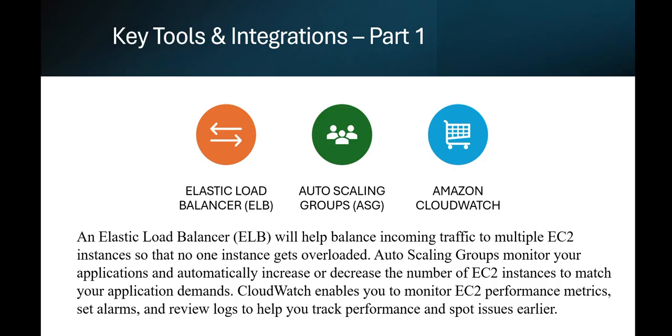And here are some of the key tools and integrations of Amazon EC2. First one is Elastic Load Balancer, Auto Scaling, and Amazon CloudWatch. An Elastic Load Balancer will help balance incoming traffic to multiple EC2 instances so that no one instance gets overloaded. Auto scaling groups monitor your applications and automatically increase or decrease the number of EC2 instances to match your application demands. CloudWatch enables you to monitor EC2 performance metrics, set alarms, and review logs to help you track performance and spot issues earlier.